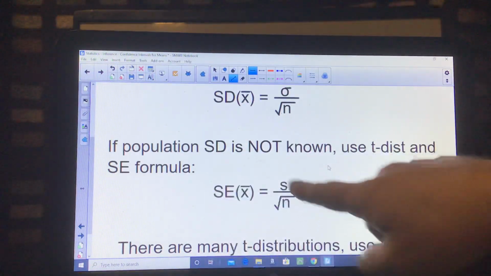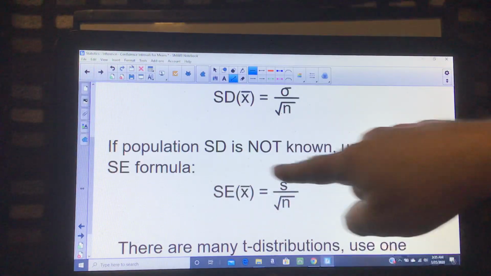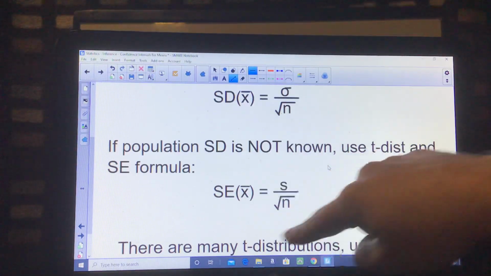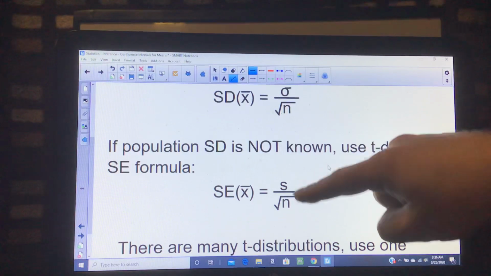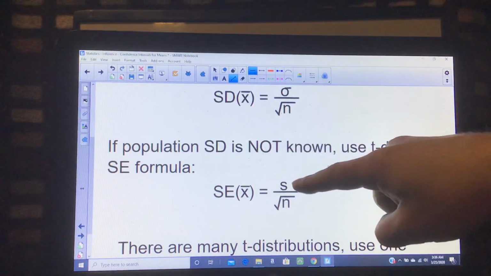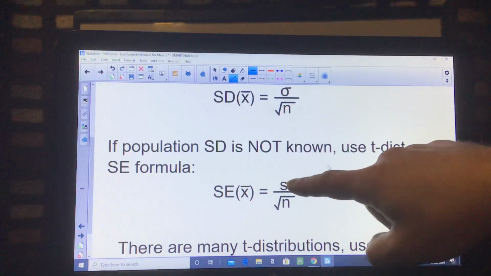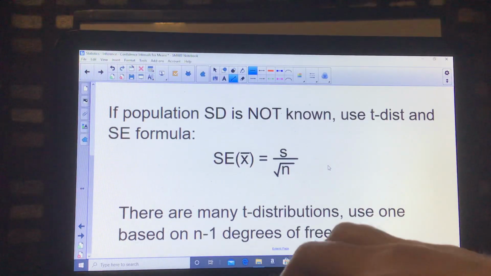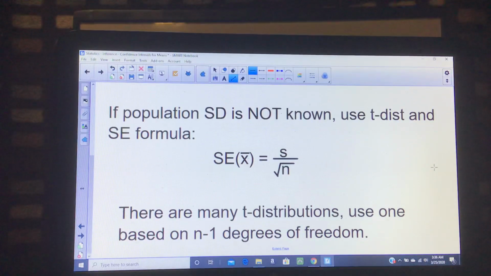And I will use this for the standard error. The standard error for how far my sample averages can get away from my population average will be estimated by the sample standard deviation over square root of n. So since I don't know the population standard deviation, I'm going to do an estimate with the sample standard deviation, but that's the very thing that causes the problem where I need to modify the normal curve into the t-curve. All right? Remember, there are many t-distributions. Use the one based on n minus 1 degrees of freedom, where n is your sample size.